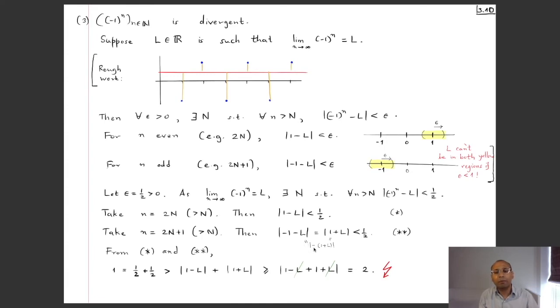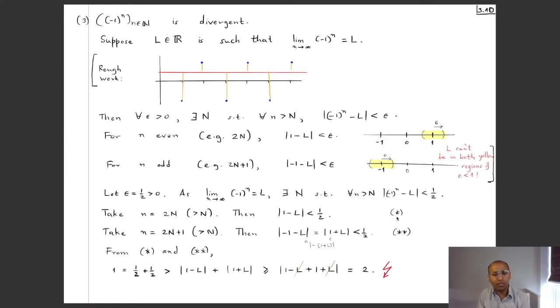Okay, but let's simplify this a little bit. If I take minus as a common factor, I'm left with 1 plus L, and the mod of AB is mod A times mod B, so this is mod of minus 1, which is 1, times the mod of this thing, so that's mod of 1 plus L. So we have got that mod of 1 plus L is less than half, because this was less than half. So let me label this inequality with a star star.